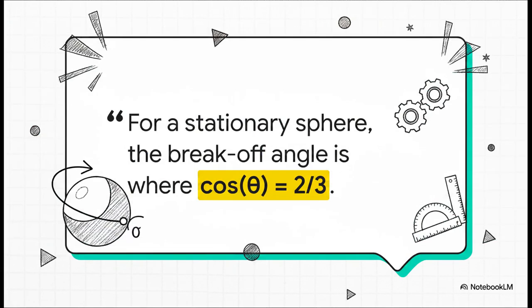And when you work through the math, you get this beautiful constant result. The breakoff angle is always the angle whose cosine is 2/3. That's about 48.2 degrees, by the way. This is a classic result in mechanics. You should definitely lock this one away.